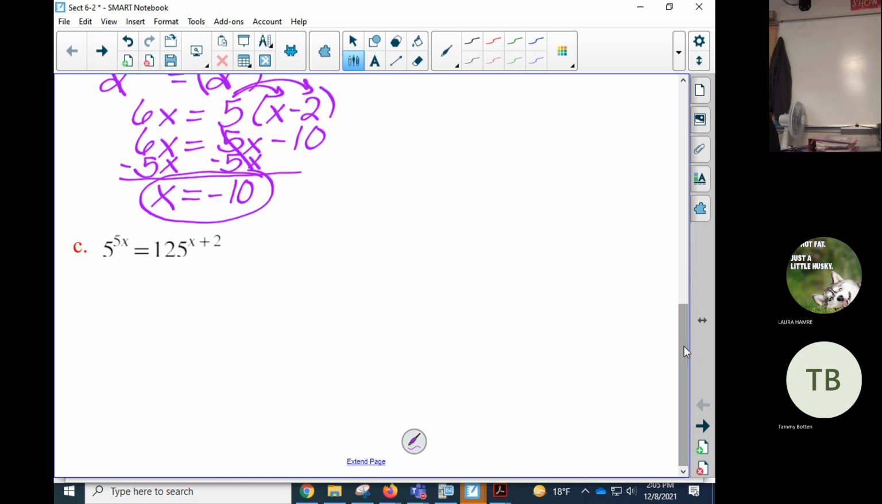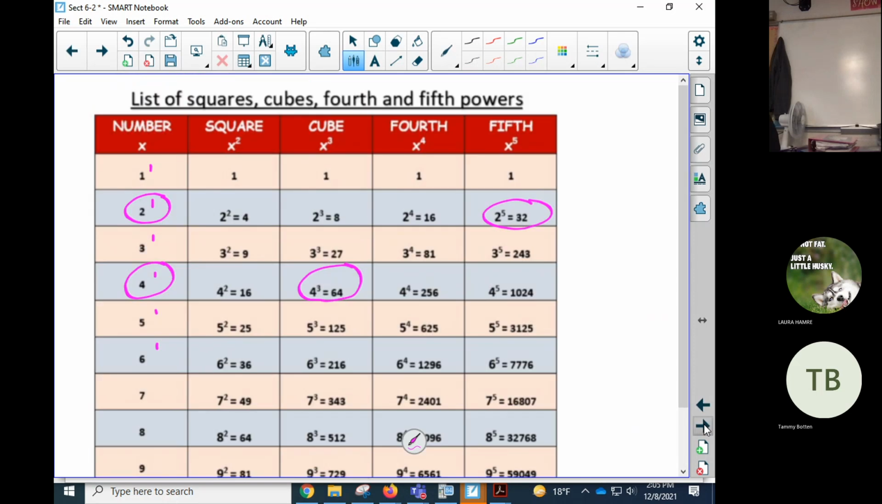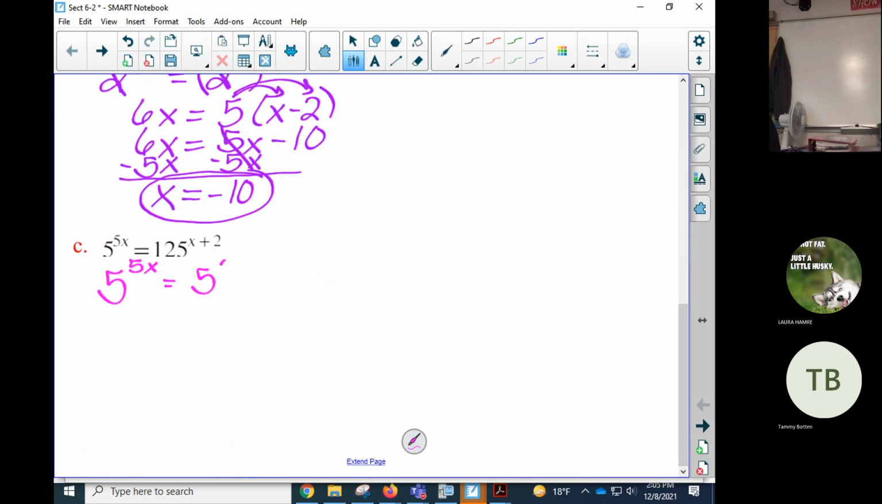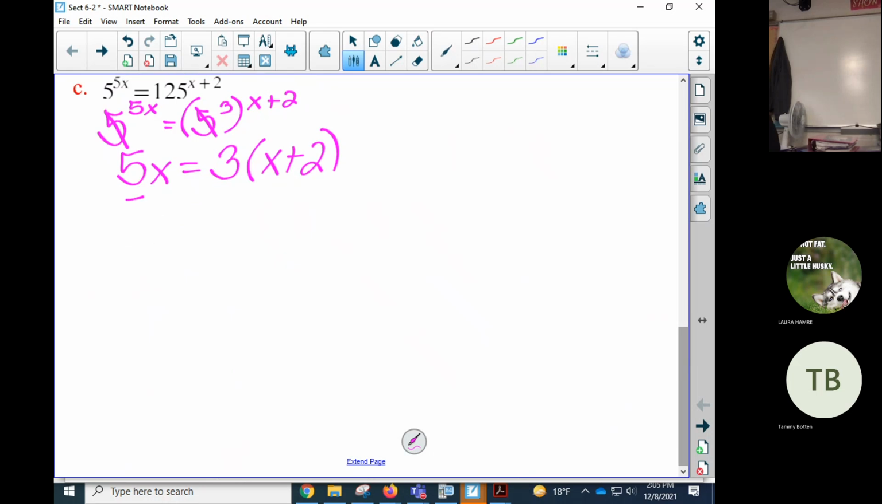Okay. This one, we have 5 to the 5x, because 5 is the lowest power of 5 you can have. But how about 125? What is that? 5 to the 3rd. Good. So if I come back, this is going to be 5 to the 3rd times x plus 2. Okay, the 5's are gone, and I get 5x, but remember here, it's 3 times x plus 2 in parentheses. Remember to put the x plus 2 in parentheses.